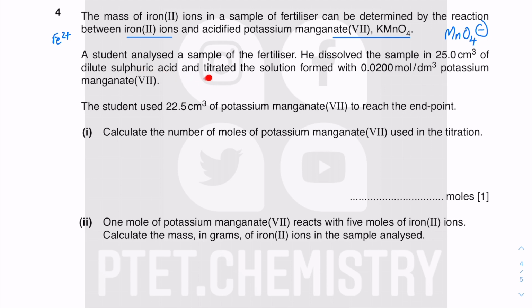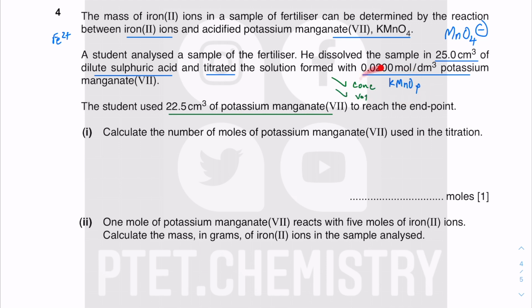Now, a student analyzed a sample of fertilizer. He dissolved the sample in 25.0 cm³ of dilute sulfuric acid. Titration with this particular concentration, this is KMnO4. So what other information do we have? We have the concentration of the KMnO4. Let me just use a different ink so that it makes sense. We also have the volume of the KMnO4.